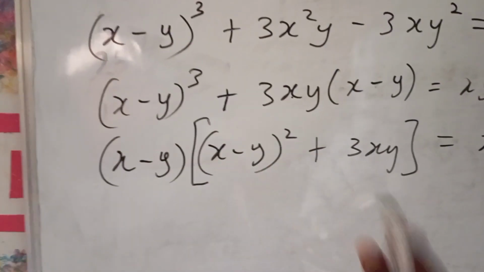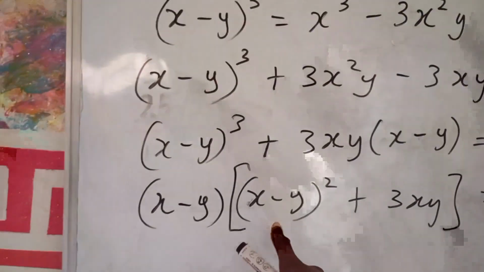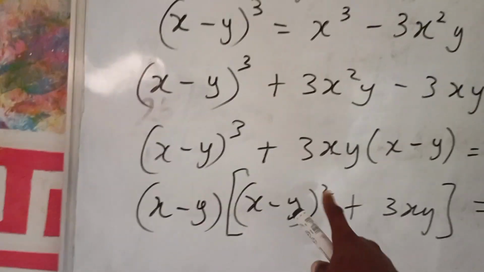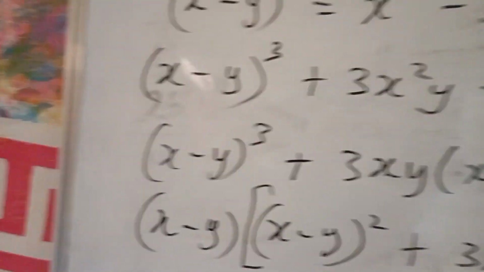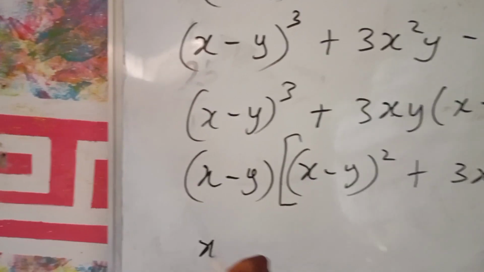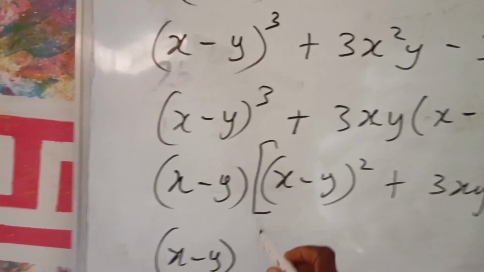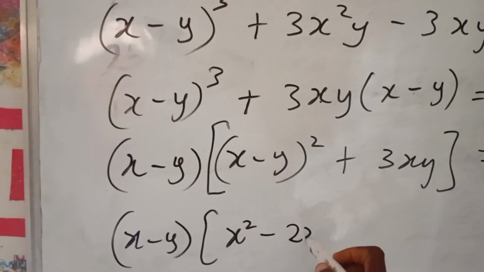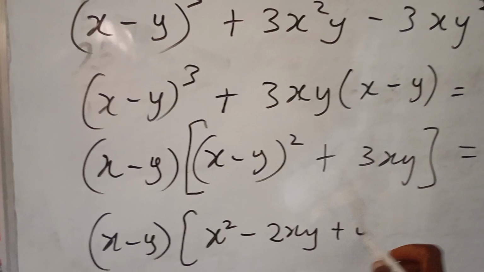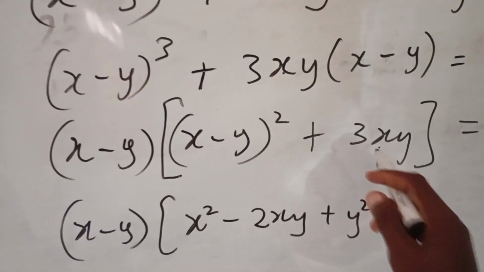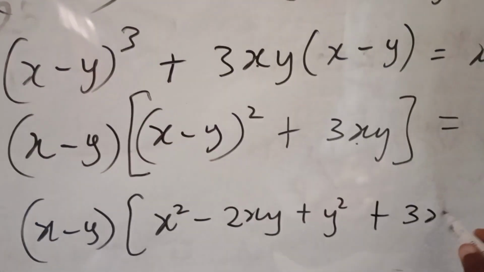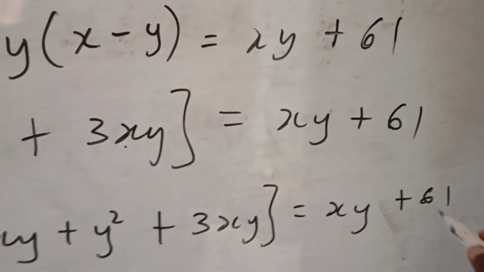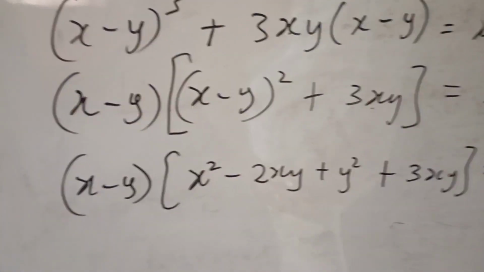Right, so let's continue on this side. Now I have to break this down. So let's factorize (x minus y) to the power of 2. Okay, so here we have x minus y. And here, when we factor this out, we have x squared minus 2xy plus y squared. Alright, then we have this. So put that down, plus 3xy equal to xy plus 61. We still have that on the side of the equation.